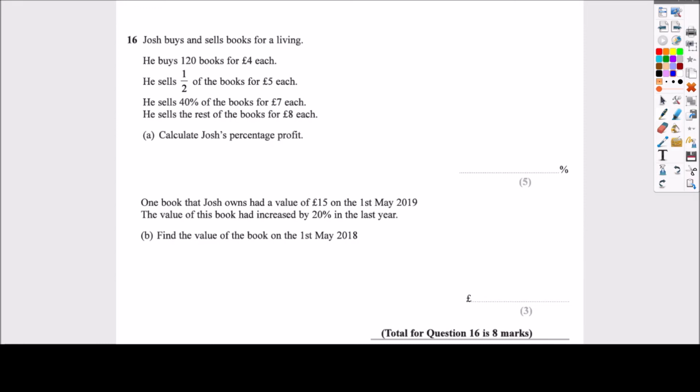Question 16. So we need to work out the percentage profit. So first of all, we're going to have to work out the actual profit itself. Now, a profit is the difference between the amount you sell everything for, take away the amount it all cost you. So how much do we sell everything for? So sales.